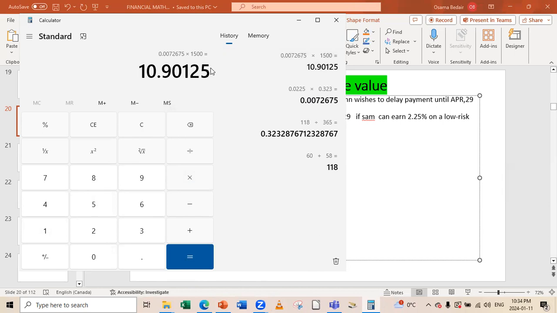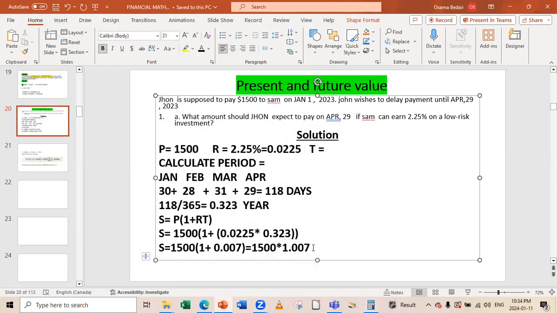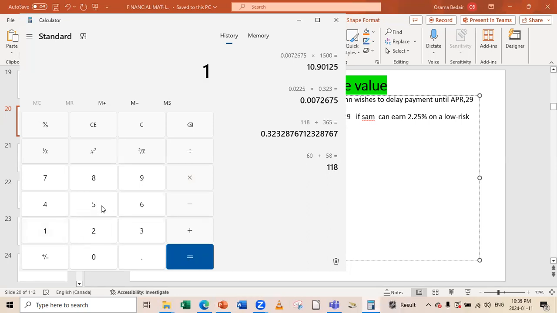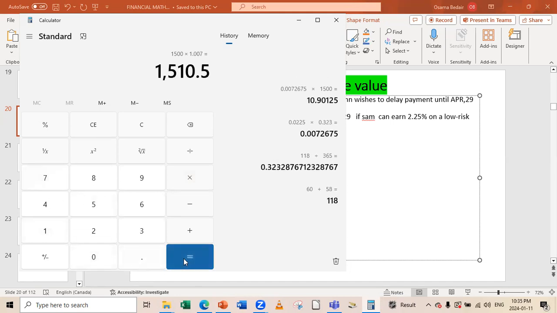this number. Just to double check, again we have to do this number. Slow down when we do it. See, here we'll go to our calculation again. 1,500 times 1.007. That will equal $1,510 and half a dollar.